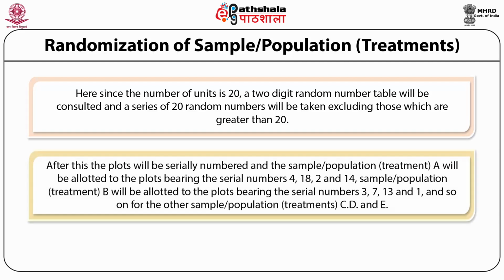After this, the plots will be serially numbered and the treatment A will be allotted to the plots bearing the serial number 4, 18, 2, 14.